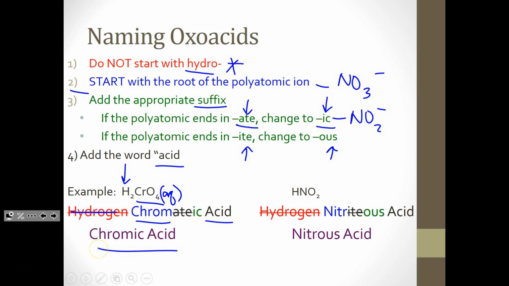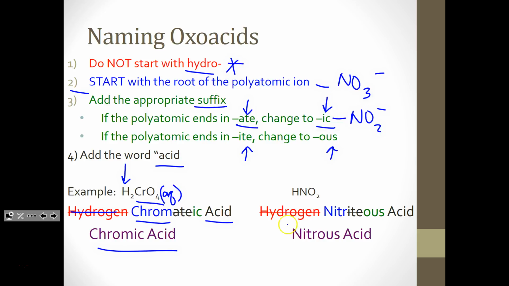And so notice the name. It's chromic acid, not hydrochromic acid, chromic acid. So if I see chromic acid, the fact that it doesn't start with hydro tells me it's a polyatomic ion acid. It's a ternary acid. It's an oxo acid, however you want to call that.